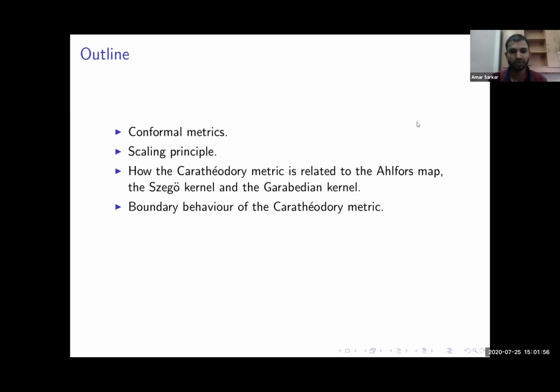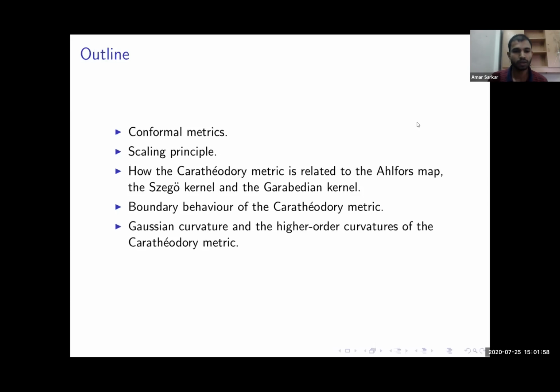Then I'll talk about the boundary behavior of this characteristic metric. And then I'll talk about their curvatures and higher order curvatures. And then I'll talk about the submultiplicativity property of the characteristic metric.